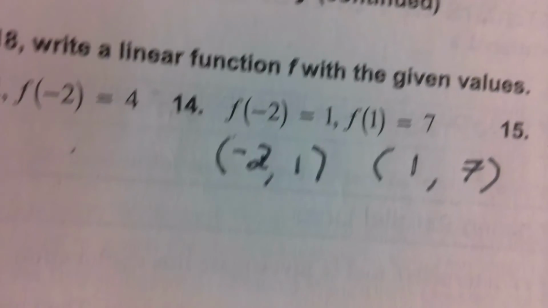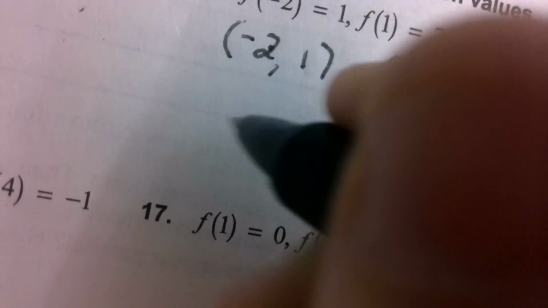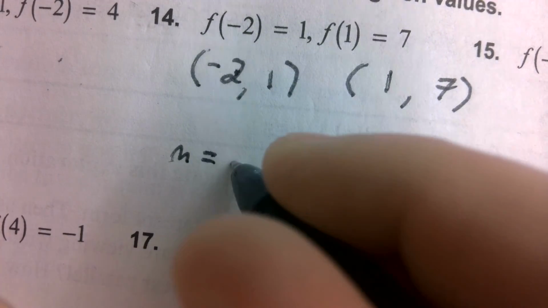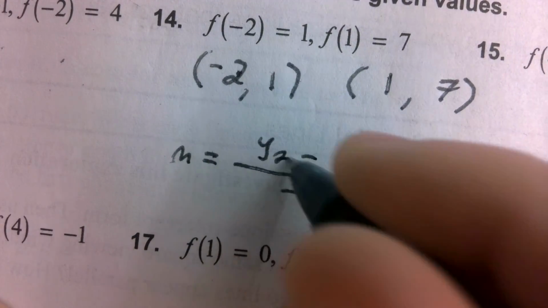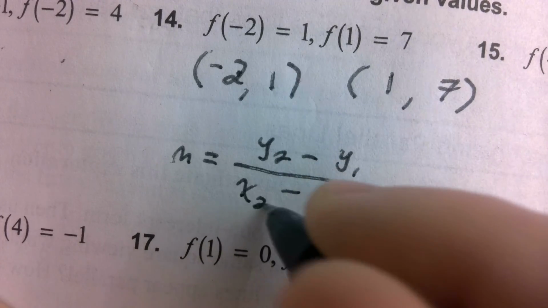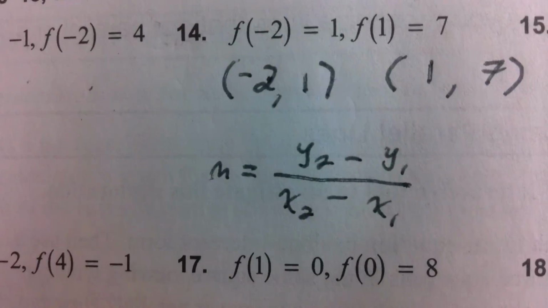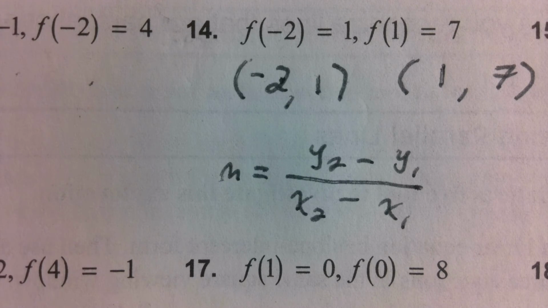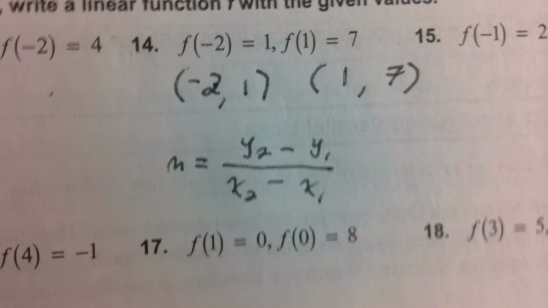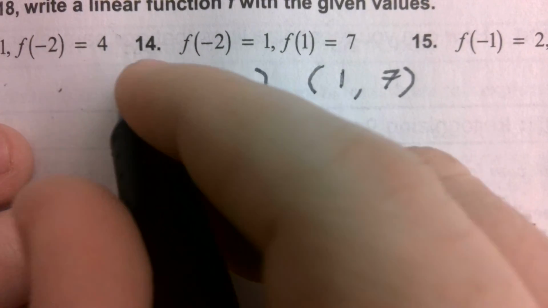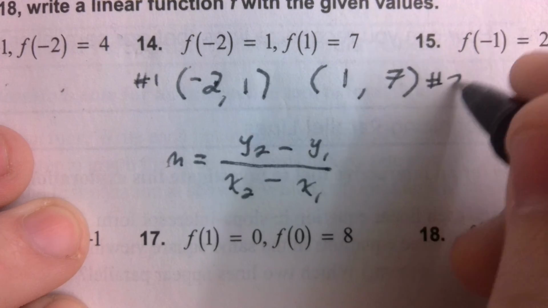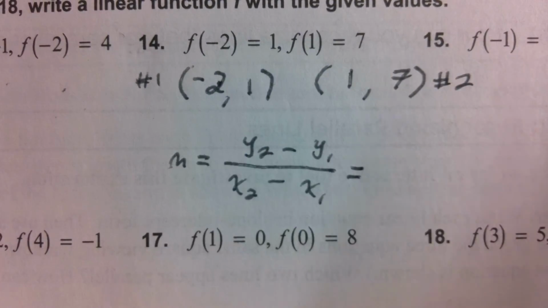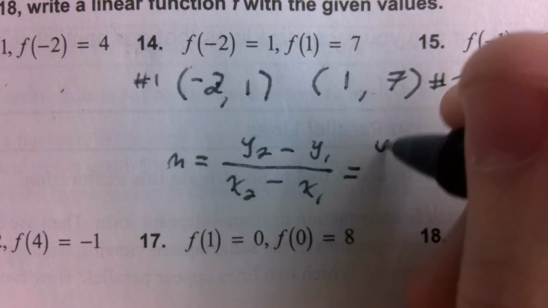Well, let's start off with the slope. We know that we'll have to use our slope formula, y2 minus y1 over x2 minus x1. So what can we do here? Well, let's label one of these points to be point number 1, and let's label the other one to be point number 2. I'll say that this one here is point number 1, this one over here is point number 2, just for simplicity's sake. That means that y2, the y value of point number 2, is 7.